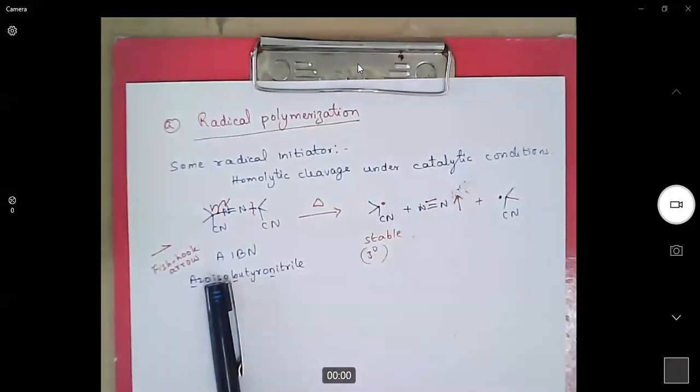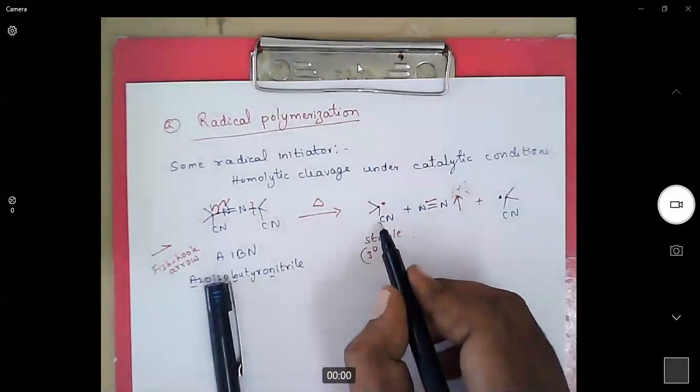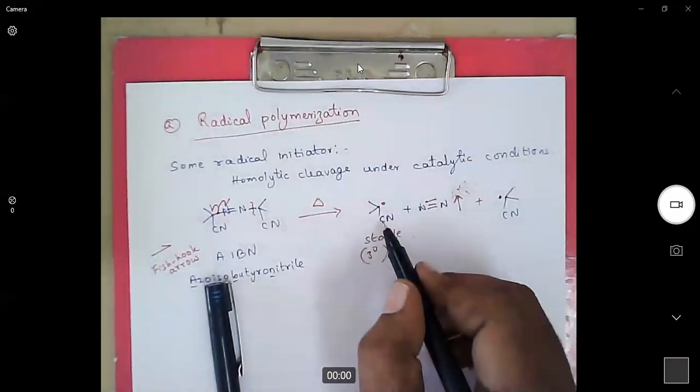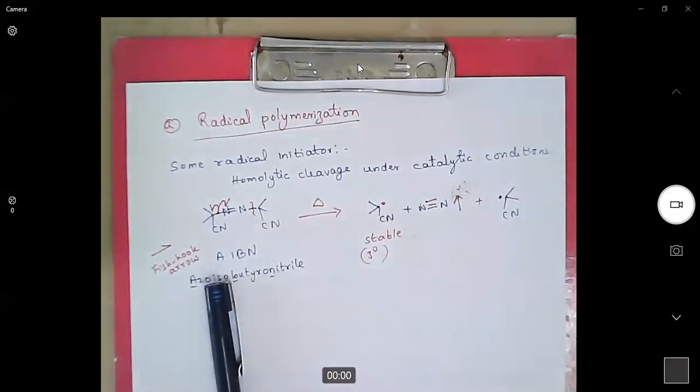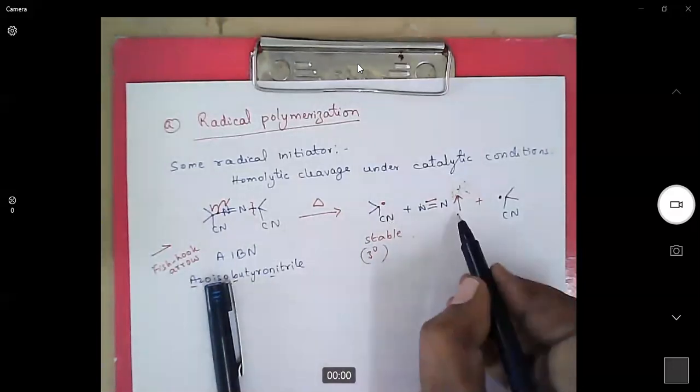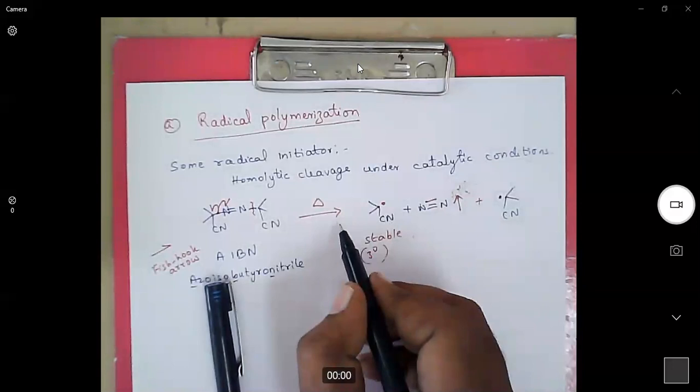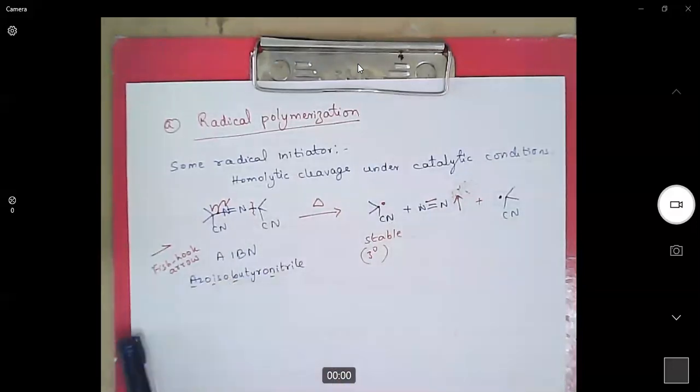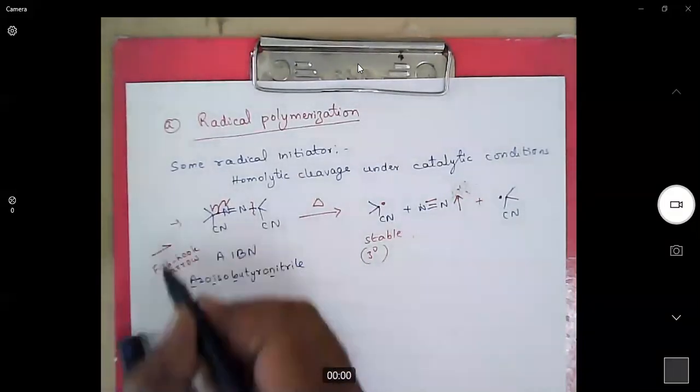So when AIBN is heated under thermal conditions, there will be generation of two isobutyronitrile radicals which are very, very stable. And here nitrogen gas is escaping from the reaction mixture, so there is no possibility for the backward reaction. So this is an example for a radical initiator.